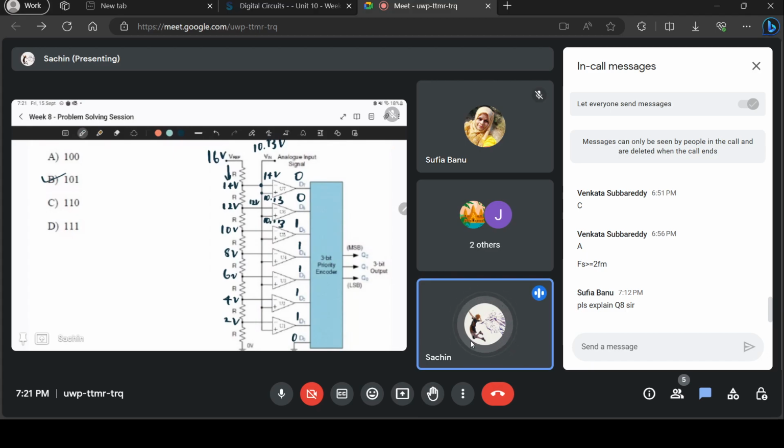So the output will be logic low. When you come to the third comparator, the negative terminal is connected only to plus 10 volts, but the positive terminal is connected to 10.13 volts. So the difference between the positive and negative terminal is 0.13, which is a positive quantity. So your output is high. Correct.